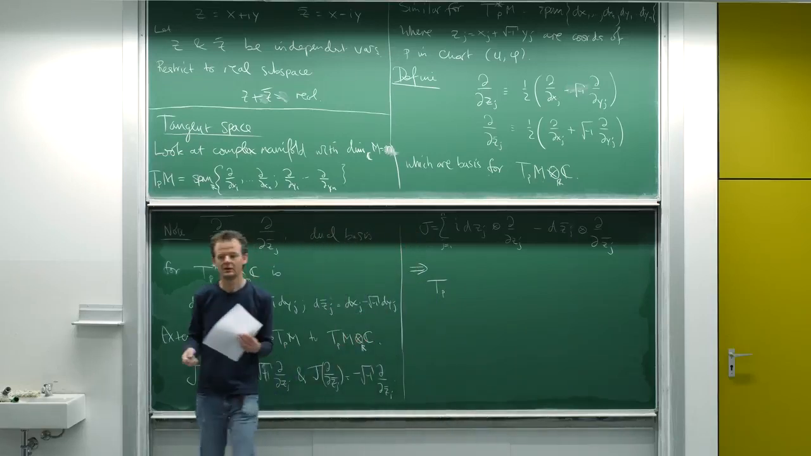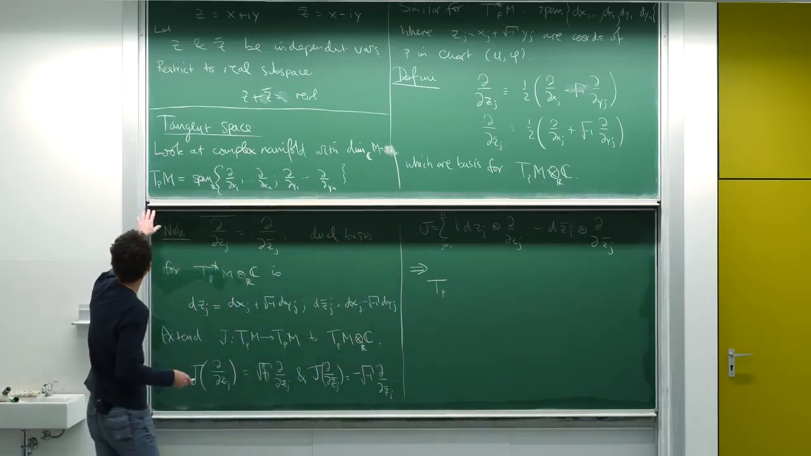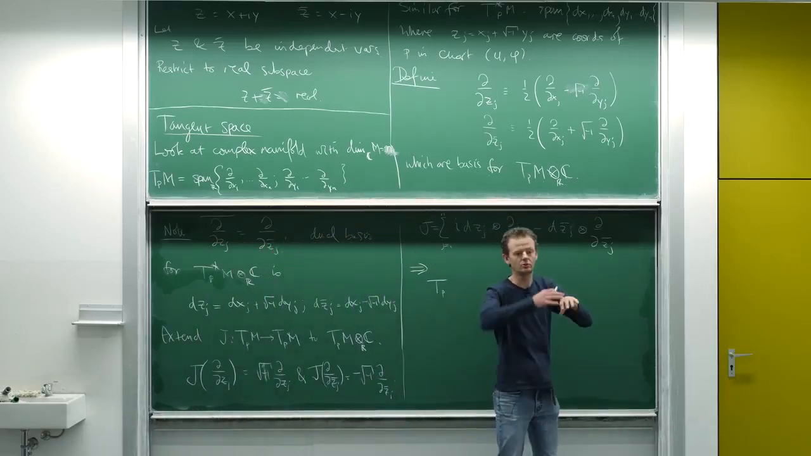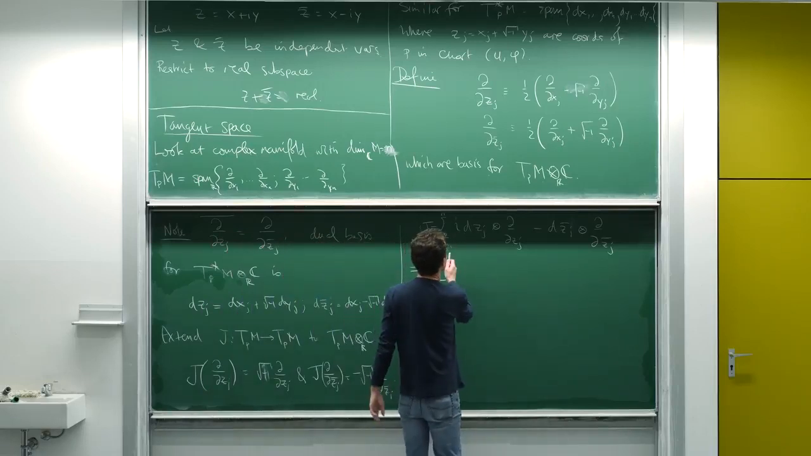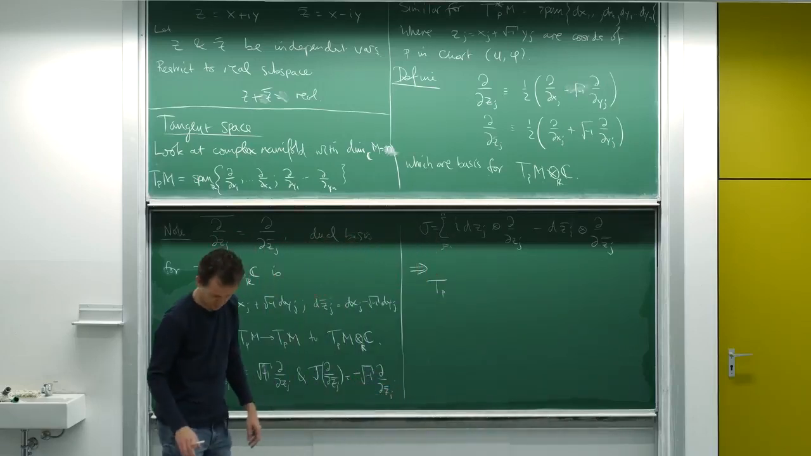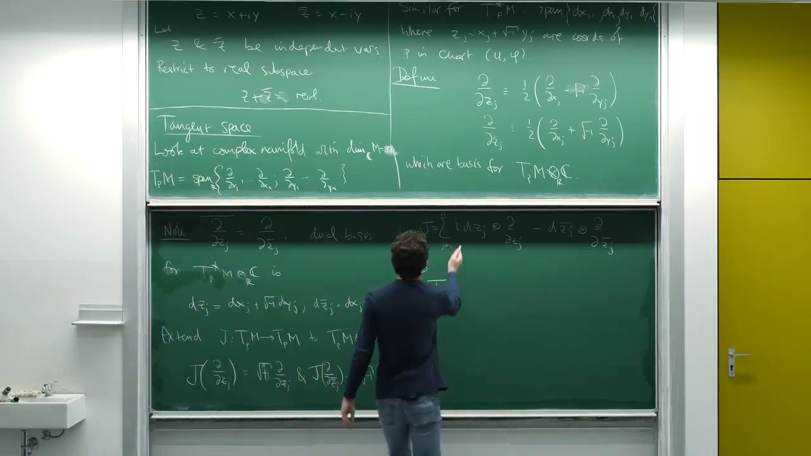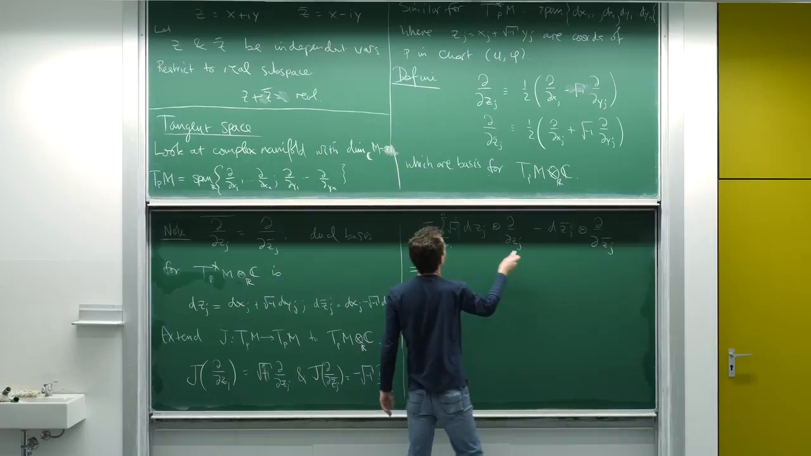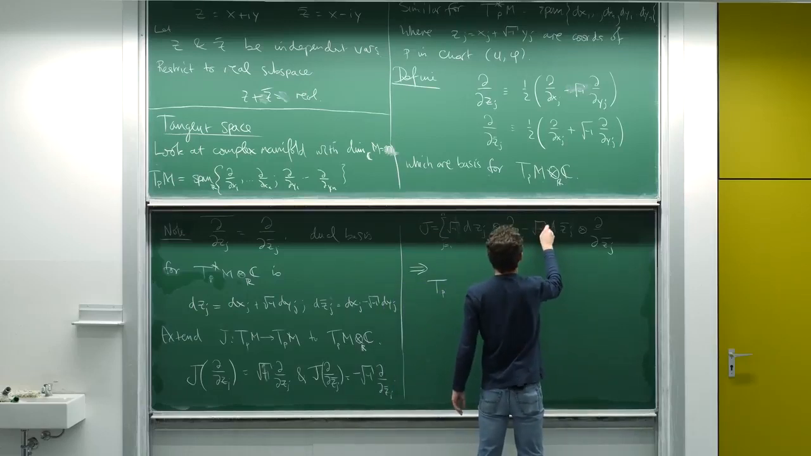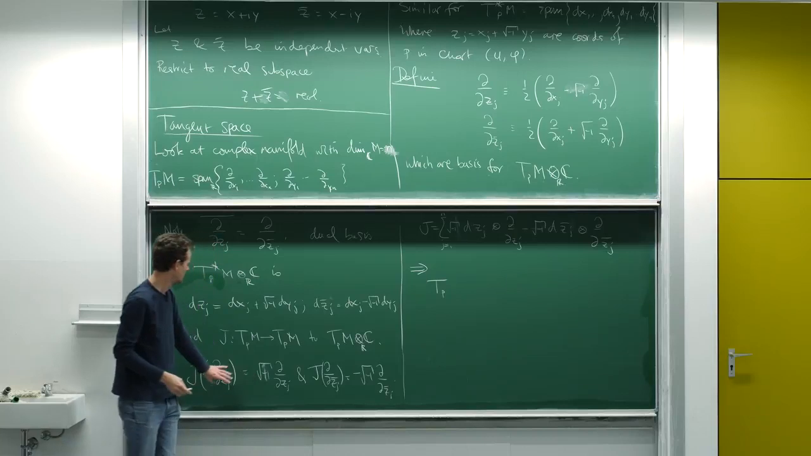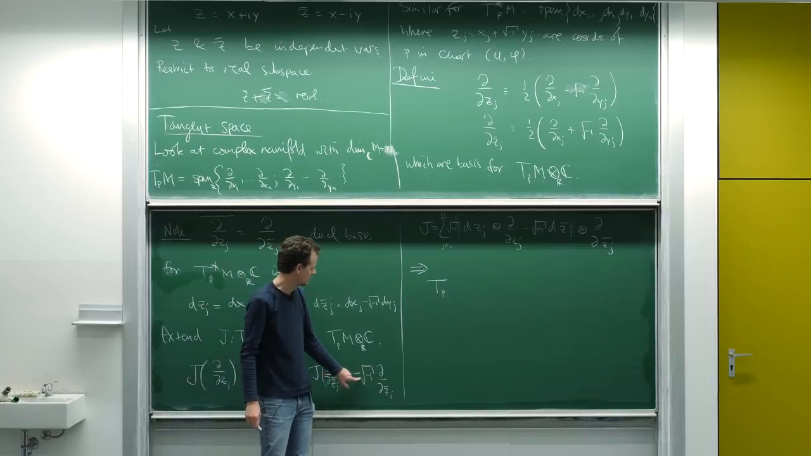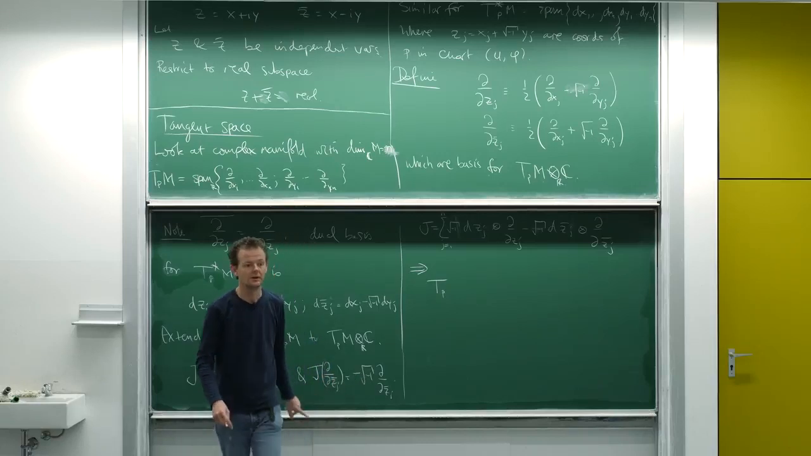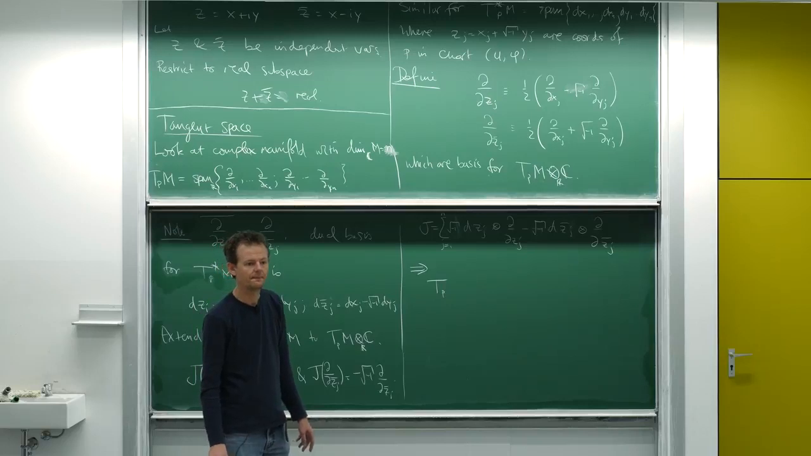Now J allows us to break up this complexified tangent space into two subspaces. The subspace corresponding to eigenvalue square root of minus 1, and the subspace corresponding to eigenvalue minus square root of minus 1. Yep. Sorry, I have a little problem with the fact that it seems that J is real.